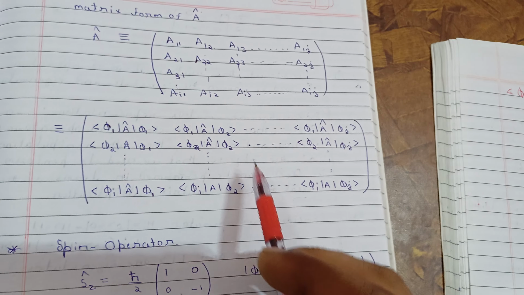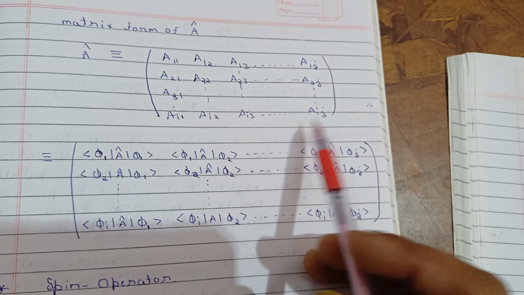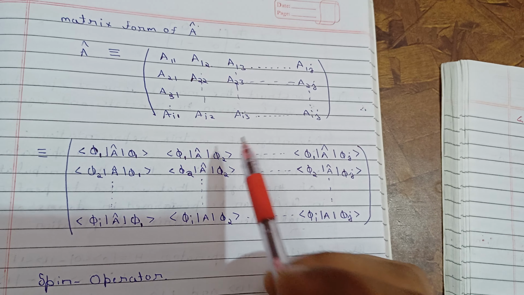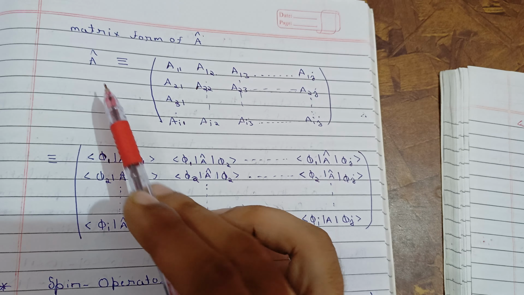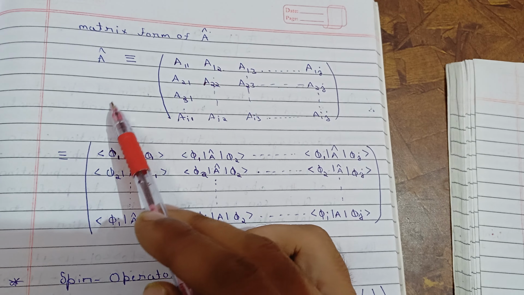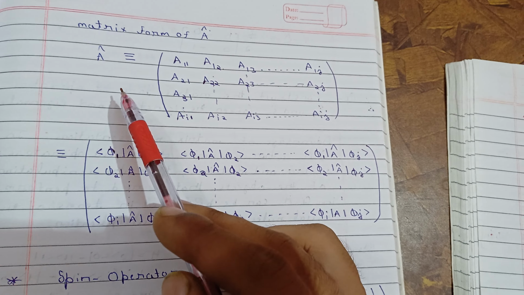Now see what you need here. To get this matrix, you need all the basis vectors. You must know all the basis vectors, or the eigenstates of that operator, and the eigenvalues. You must know what the eigenvalues and the eigenstates are. Only then can you write the matrix. So let's see an example.